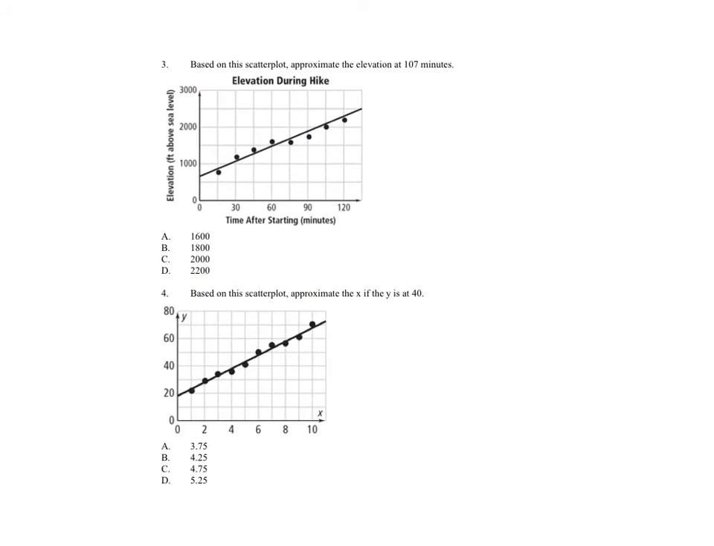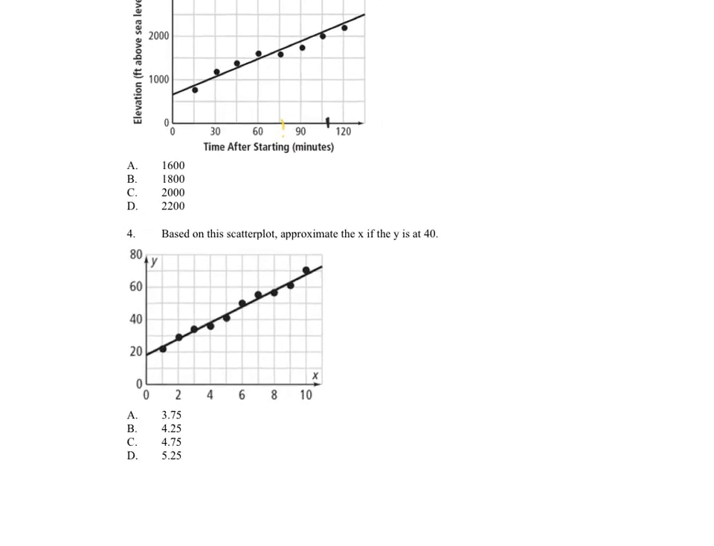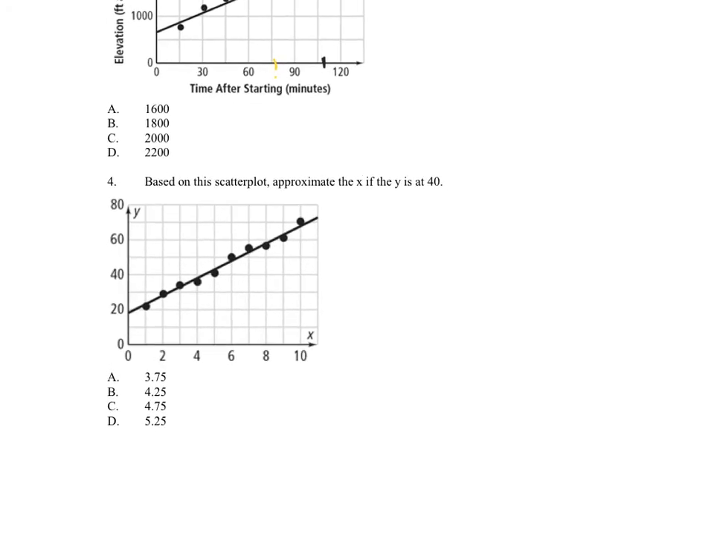Number 3, the same thing at 107 minutes, so look for 107 minutes. There's 30 between each number, so that would mean each notch is about 15 more minutes. So 107 would be about right here, because the notch would be 105. Number 4, based on the scatter plot, approximate the x if the y is at 40. So we want to see where our x value would be if the y is here at 40.